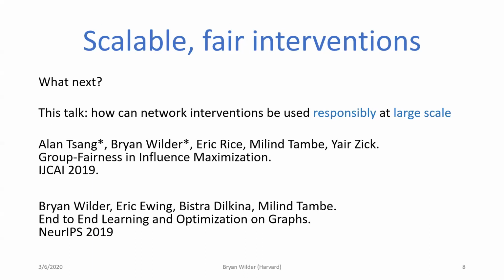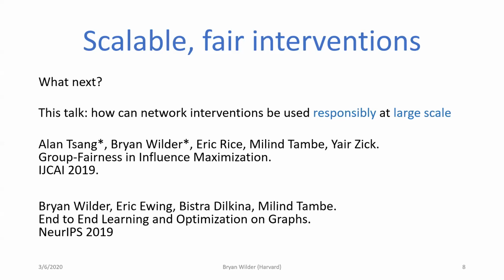And so there are two particular recent pieces of work that I'm going to be talking about. One is a paper that recently appeared at HCI about defining fairness in the influence maximization context. So making sure that our intervention isn't just good in total across everyone, but that it also doesn't unfairly neglect subpopulations. And then the second piece of work is on the scalability side, thinking about how we can integrate together machine learning and optimization problems on graphs so that we can effectively do more with less data.